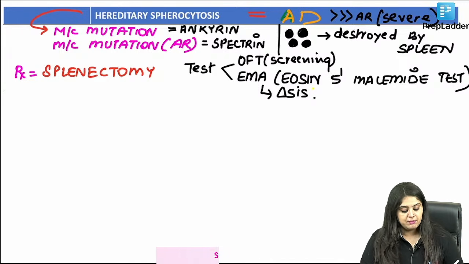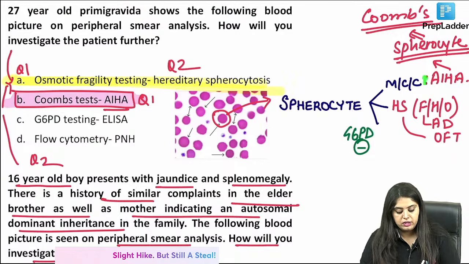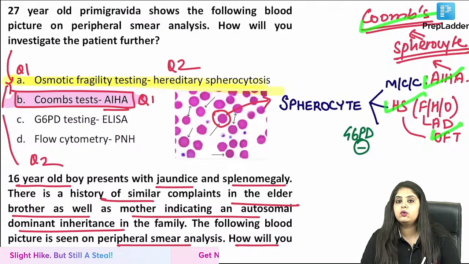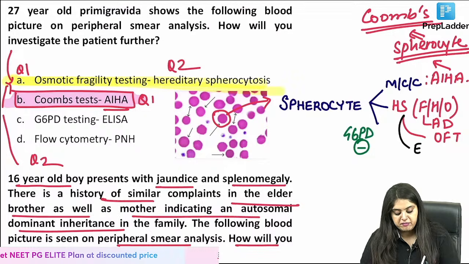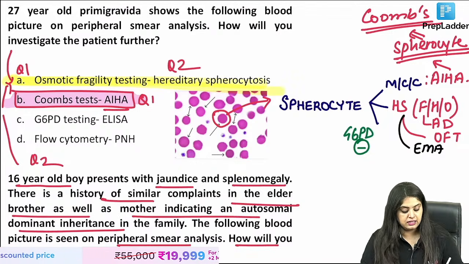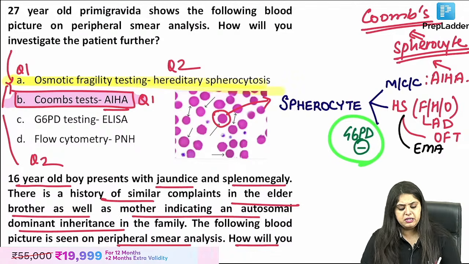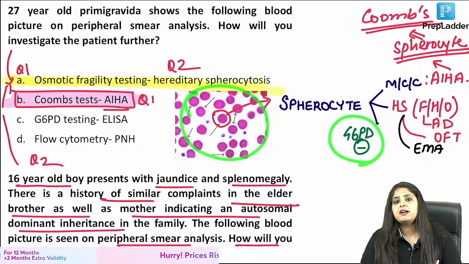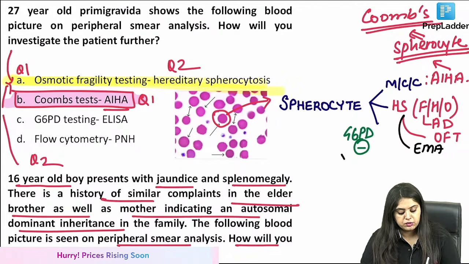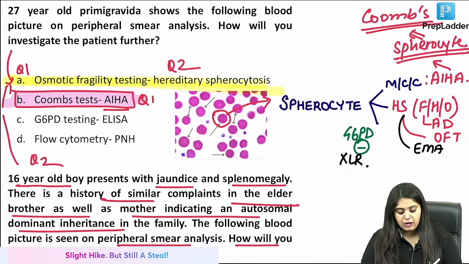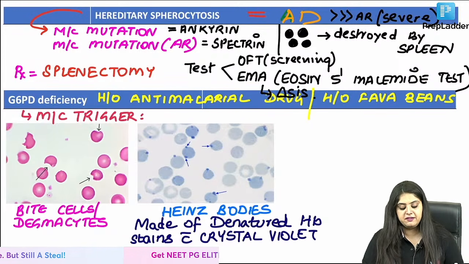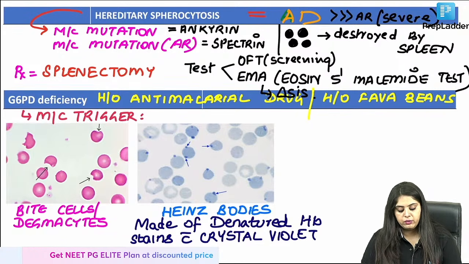Okay. Now coming back, I have done the Coombs test for autoimmune hemolytic anemia, OFT for HS, but now no one does OFT. Now ma'am, what is done is eosin-5-maleimide testing, and we will do splenectomy. What if it was a case of G6PD and they would have shown you this? Would a family history come then also? Yes, because G6PD deficiency anemia is X-linked recessive. But how does G6PD deficiency anemia manifest? That is exactly what they are going to ask you.